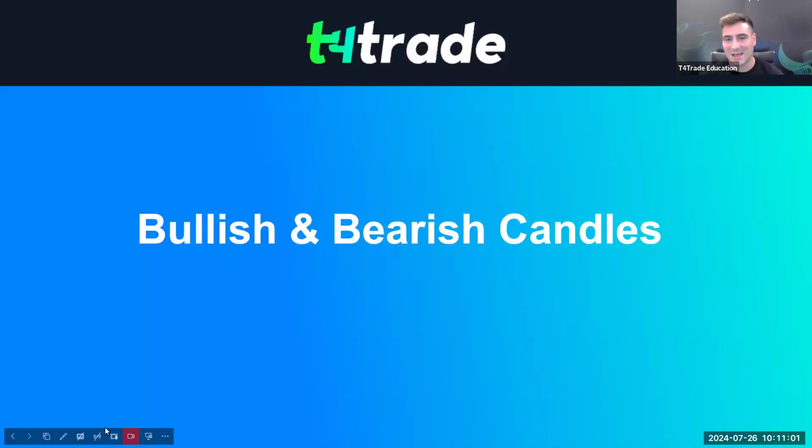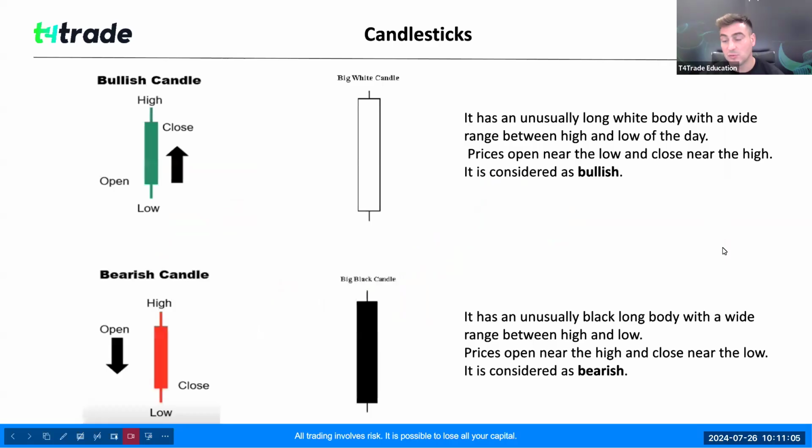So, bullish and bearish candles, the two main types of candles. As you can see on the left-hand side, we have what we call a bullish candle, which is represented in the color green. Again, I'm going to say this, hopefully not too many times: the color is irrelevant.